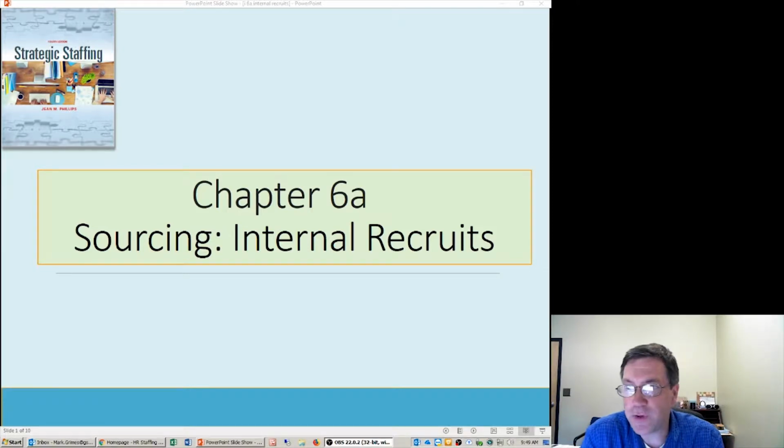But we shift our focus now in our class to chapter 6, which deals with sourcing. You'll remember from chapter 1, when we talked about the overview of getting people to join our organizations, that sourcing deals with the concept of finding the sources where our talent lies.